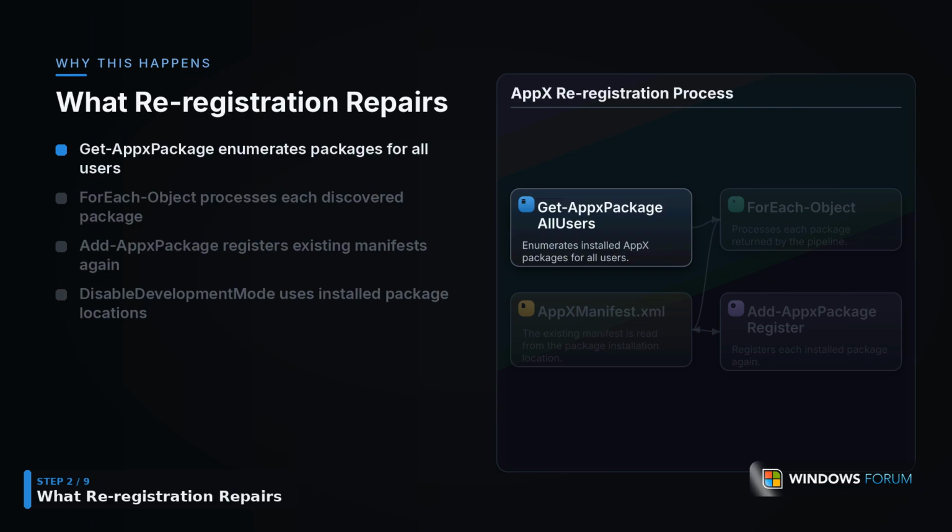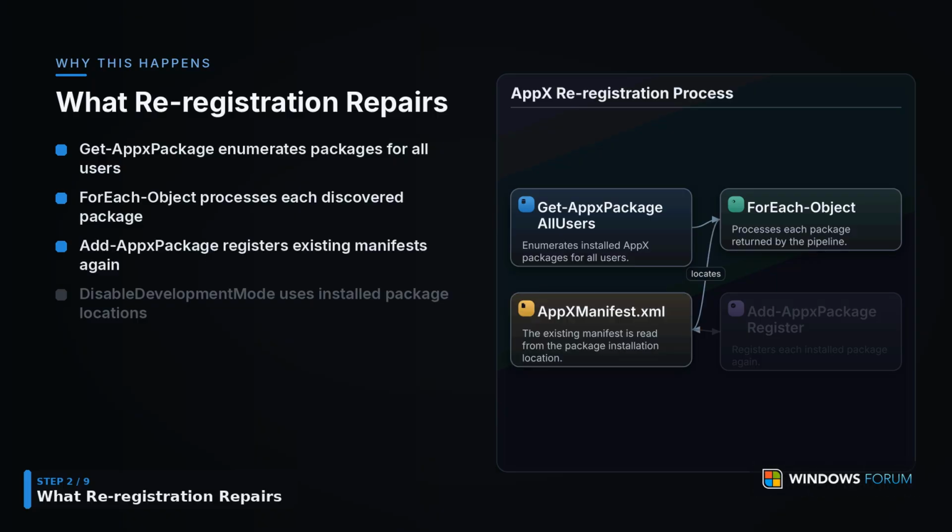The PowerShell repair starts by using Get-AppxPackage with -AllUsers to enumerate installed AppX packages. For each object, it then processes every package returned by that command. Add-AppxPackage uses -DisableDevelopmentMode and -Register to register each package again from the AppxManifest.xml file already stored in its installation location. This refreshes broken or missing registrations and package metadata rather than reinstalling Windows, although some built-in apps may be reinitialized.